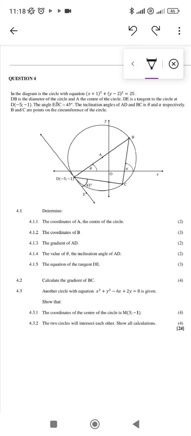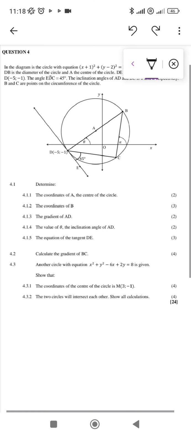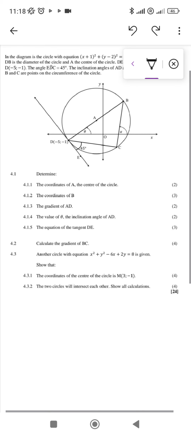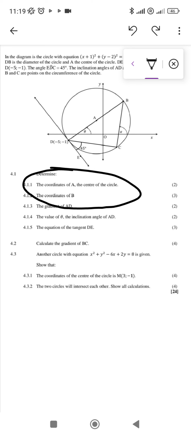Let's get into the question. It's always important to read the question. The majority of the time they will give you all the information on the picture, but if something's not on the picture, then you're going to need to read the description, so make sure you do read through that. Okay, the first part of the question: determine the center of the circle.